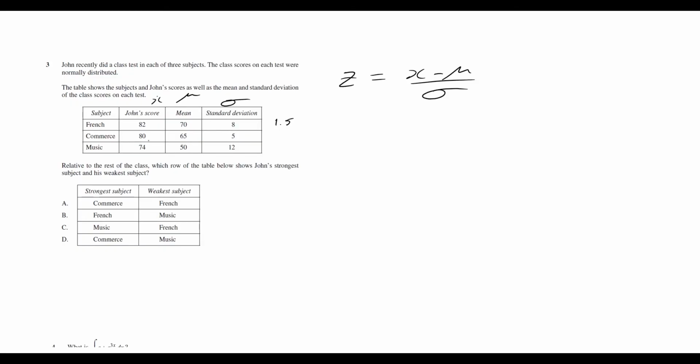Now for commerce, 80 minus 65 is 15. 15 divided by 5 is 3. For music, 74 minus 50 is going to give us 24. 24 divided by 12 is 2. So we can say that his strongest subject is going to be commerce, and his weakest subject is going to be French. So our option here is A. Even though his marks don't necessarily reflect that French is his weakest subject, in comparison to the rest of the class on all the other tests, that is his weakest subject.